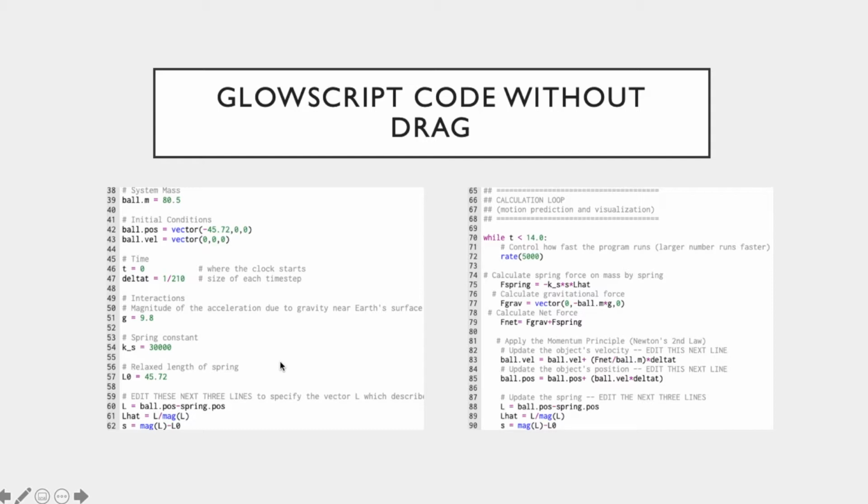And for our calculation loop, we have while time is less than 14 seconds, we calculate the spring force, and we also calculate the gravitational force by inputting the formulas we saw earlier, and we add these to find the net force. Next, we apply the momentum principle to update the object's velocity and the object's position. And lastly, we update the spring.